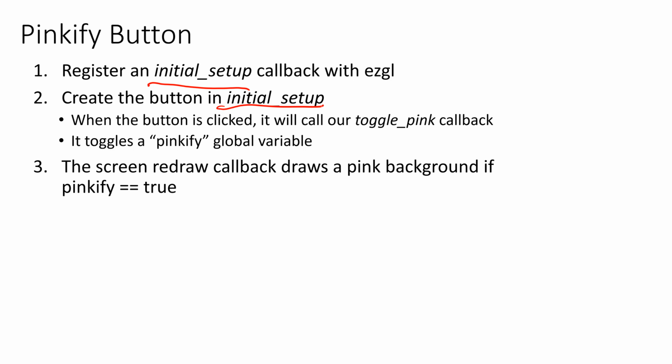And the button itself gets its own callback. When you click on it, I have to say, here's the callback you should call. It's going to do something useful that I wrote. We're just going to have a global variable called pinkify that is either on or off, true or false. Every time a person clicks it, we just toggle the variable. And then the last thing I need to do is change my screen redraw function to pay attention to this variable to draw the pink background or not.